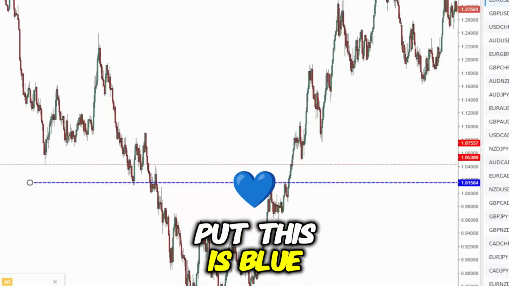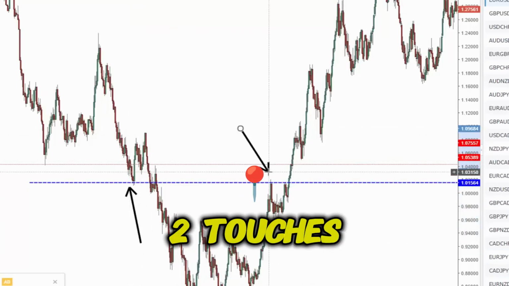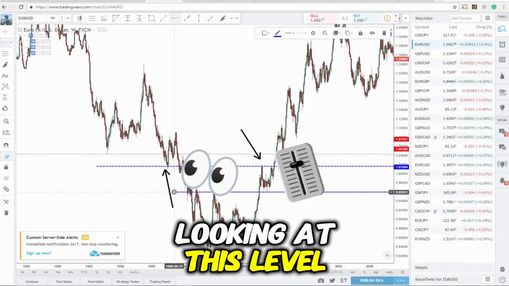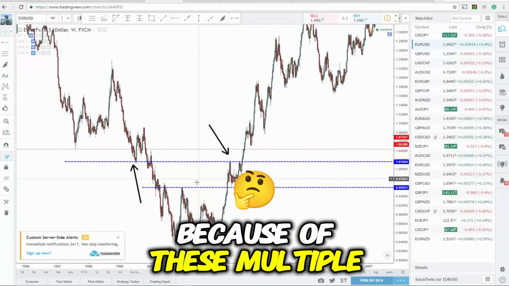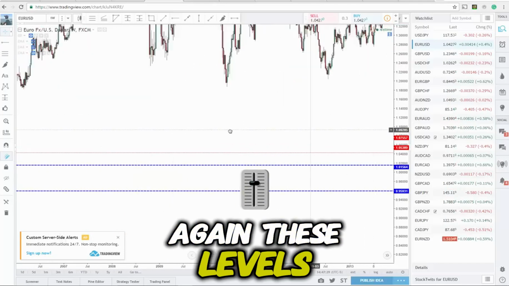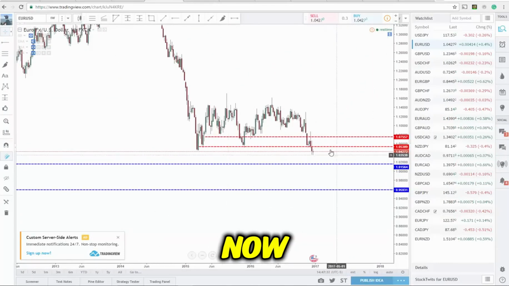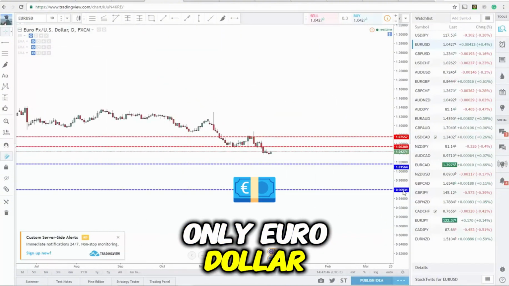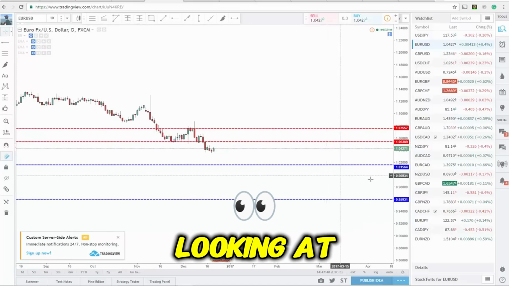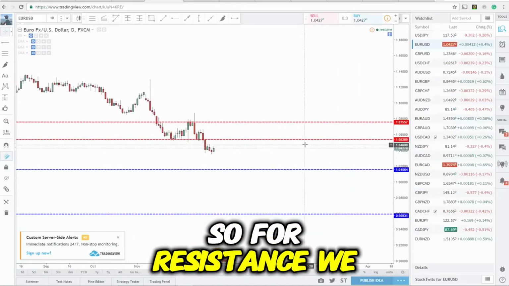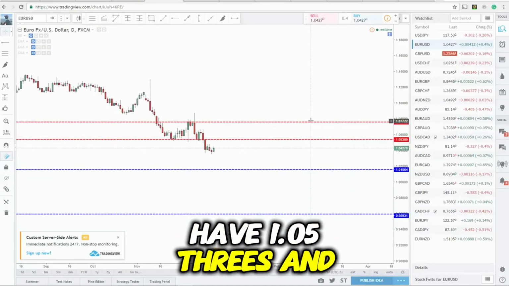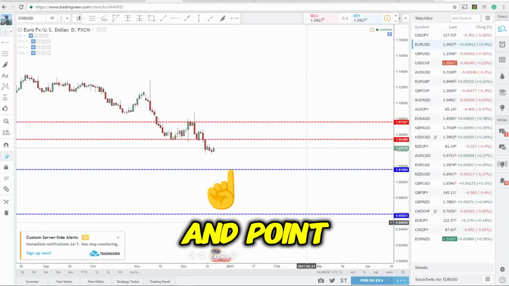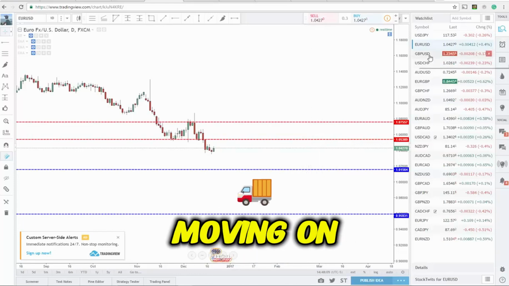Put this as blue. And the reason is because we have 1, 2 touches here on the daily chart. And we also are looking at this level here because of these multiple touches that we see on the daily chart. Again, these levels are pretty far away from where price action is now, so we may take some time before we actually get some trading opportunities here on the euro dollar. But those are the levels that I'll be looking at for trading opportunities. So for resistance, we have 1.053s and 1.075s. For support, we have 1.015s and 0.959s.